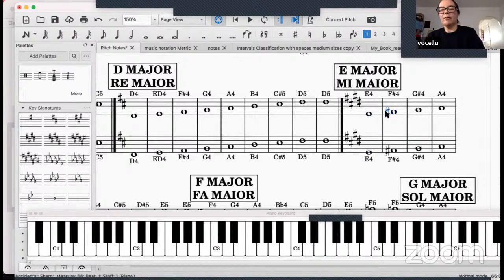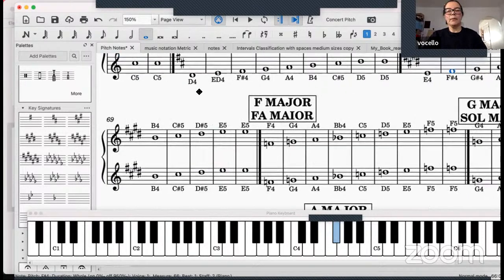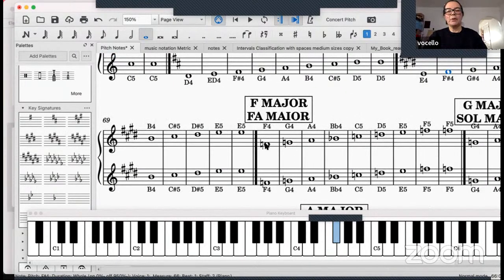So we do not need to have it here because I already have it on the permanent key signature, so we do not need to alter those that I already have. Now F major.